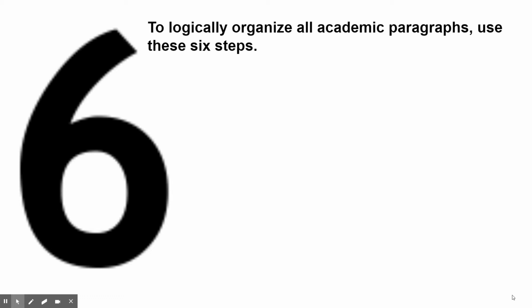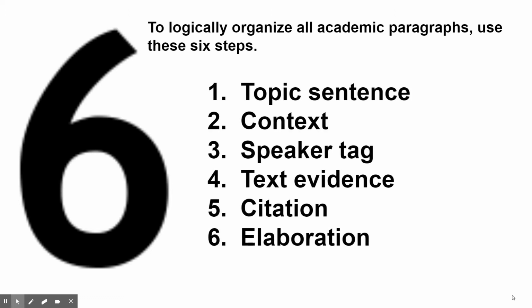Okay. All logically organized academic essays use these 6 steps. And if you look at essays written for school critically and you take them apart and you look at their parts and pieces, you can see this pattern being repeated in almost every single paragraph. So you'll start with step 1, the topic sentence, then context, then speaker tag, then text evidence, then citation, and then finally elaboration.